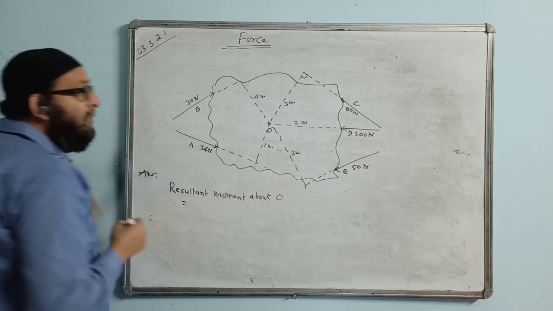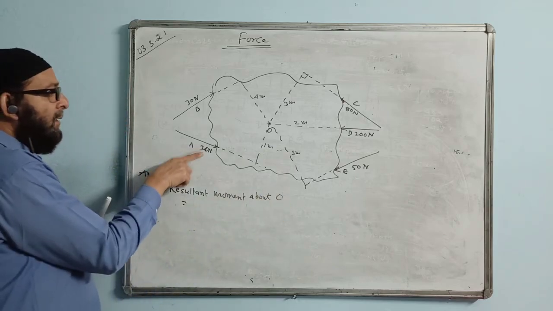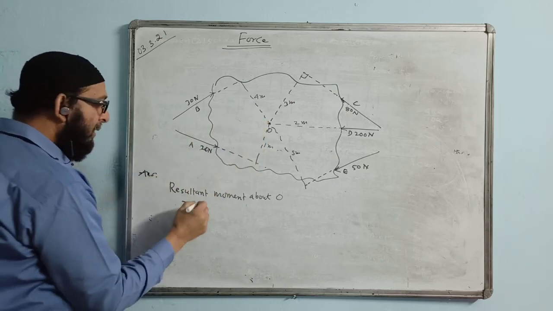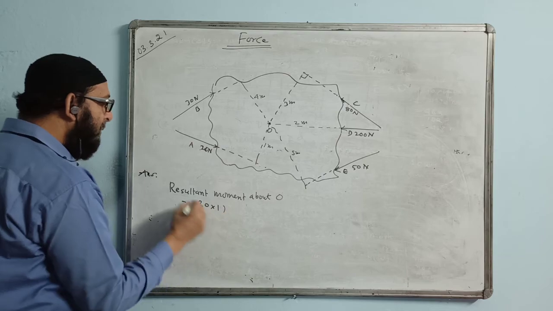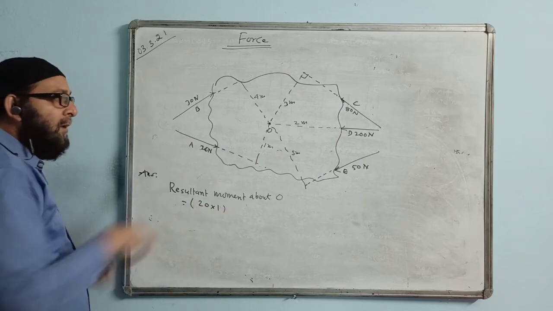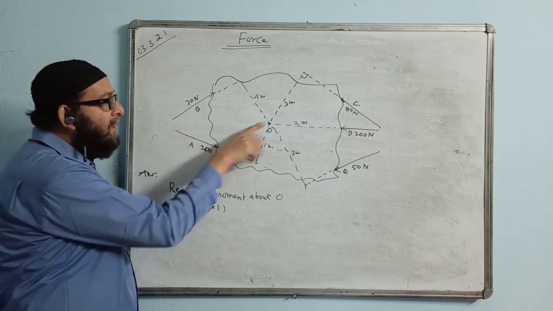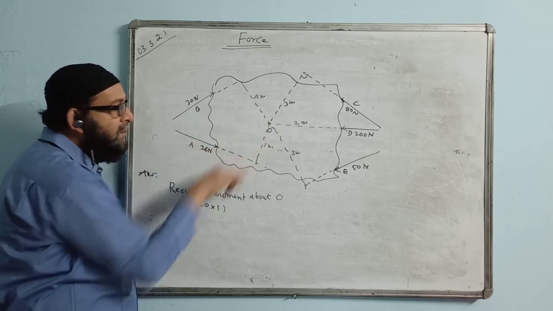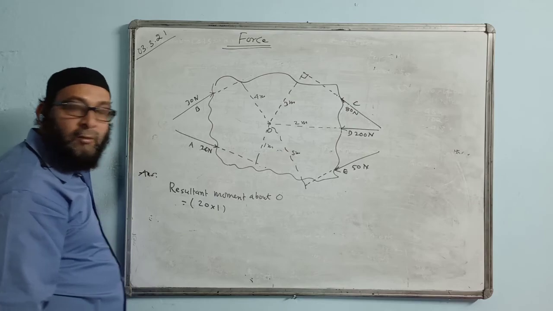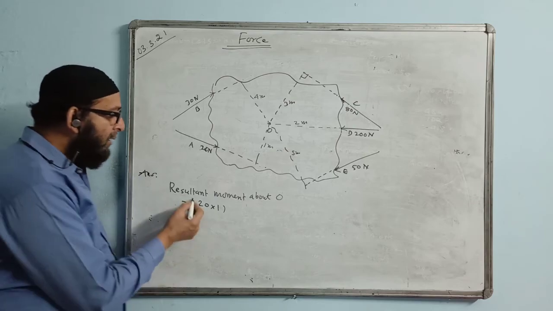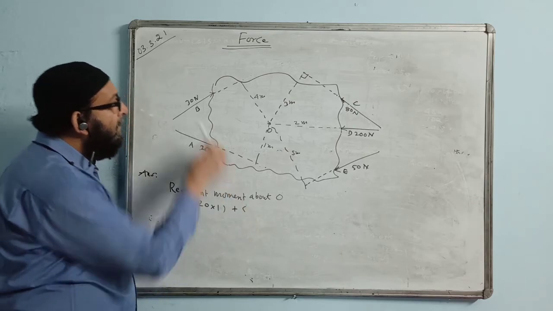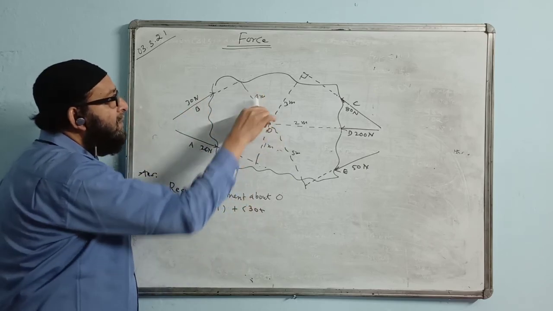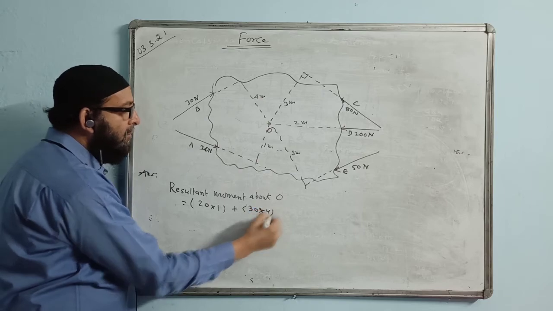About the point O. We'll do one by one. First force is A. We'll take 20 and the perpendicular distance, that is 1. We write it 20 into 1. What direction? Positive or negative? Tell me. This will turn in what direction? Force is here. Clockwise or anti-clock? Anti-clockwise, so plus sign. B, 30 into, how much to write? 30 into this distance, what is the distance? 4. What direction? Clockwise or anti-clock?